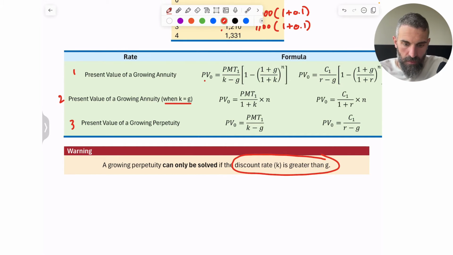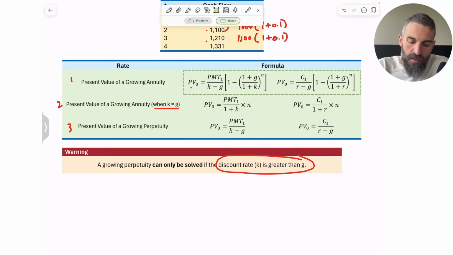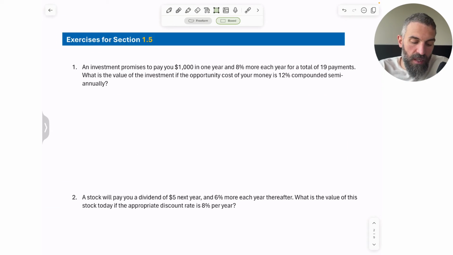Okay? So let's do our first few exercises here. So I'm going to clip, I'll grab both. Okay, so here we go. An investment promises to pay you $1,000 in 1 year. Okay, $1,000 in 1 year.